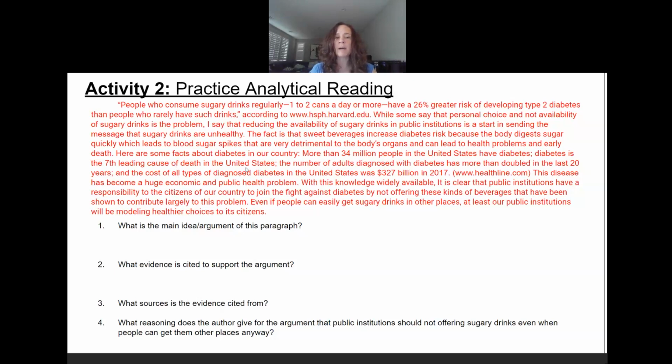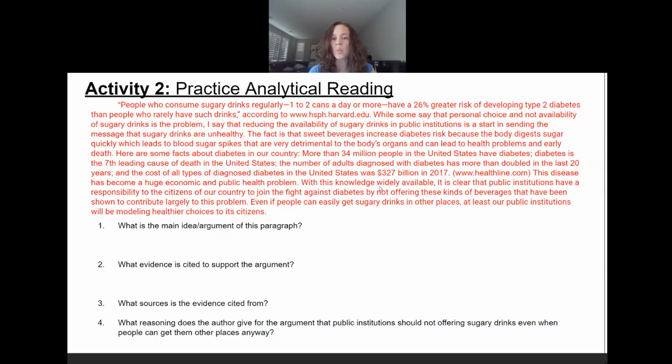Here are some facts about diabetes in our country. More than 34 million people in the United States have diabetes. Diabetes is the 7th leading cause of death in the United States. The number of adults diagnosed with diabetes has more than doubled in the last 20 years, and the cost of all types of diagnosed diabetes in the United States was $327 billion in 2017, and that came from www.healthline.com. This disease has become a huge economic and public health problem.